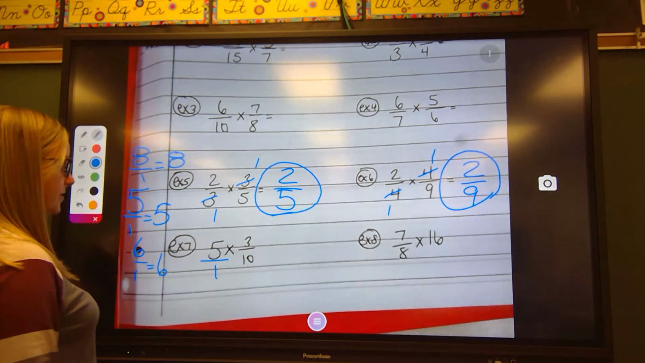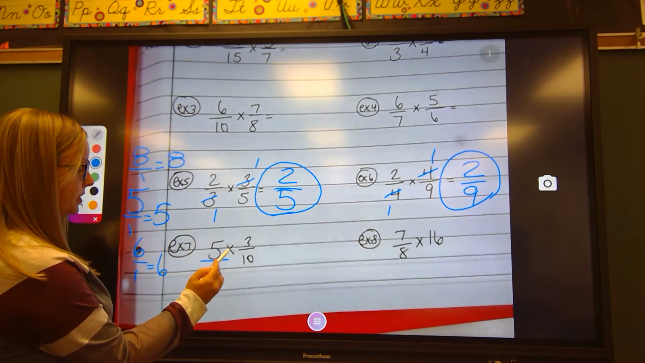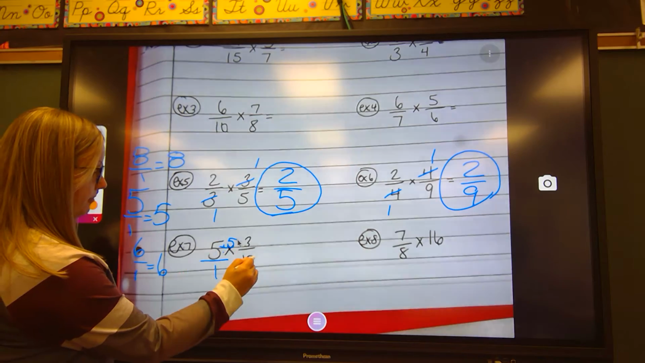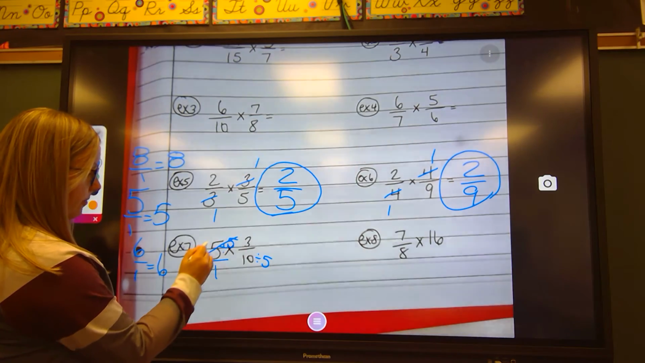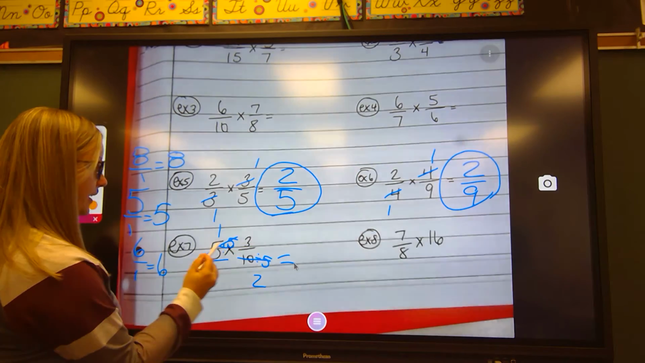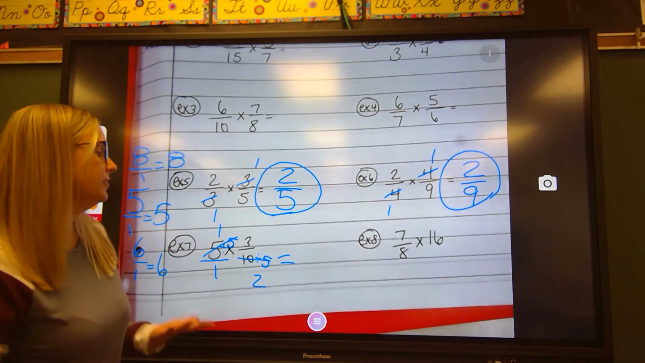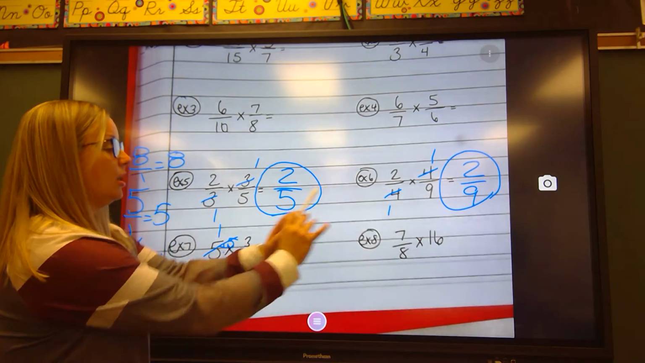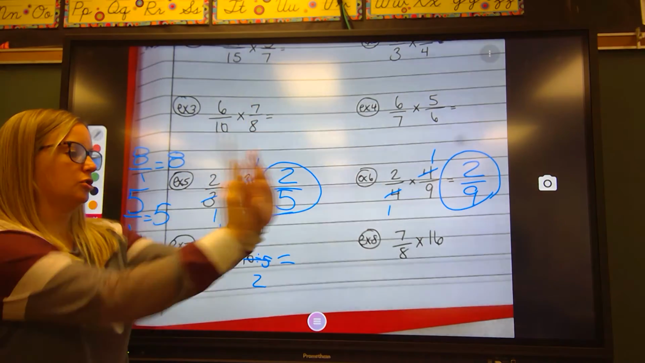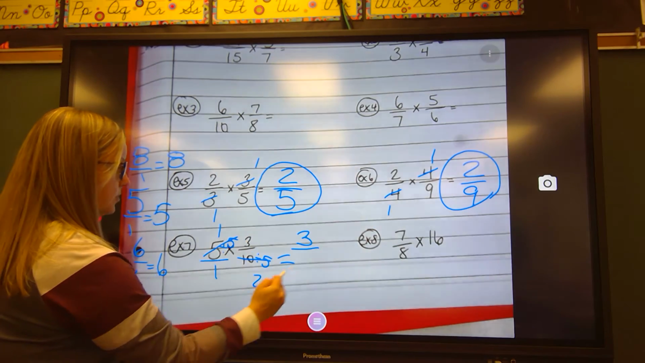Now I just do it the same way. So I've got 5 and 10 across from each other. I can divide those by 5. 5 divided by 5 is 1. 10 divided by 5 is 2. I've checked that way. Now I want to check this way. 1 and 3 can't simplify, so now I'm ready to go straight across. I look this way, I look this way, I'm going to cross the street. Top times top is 1 times 3 is 3. 1 times 2 is 2.